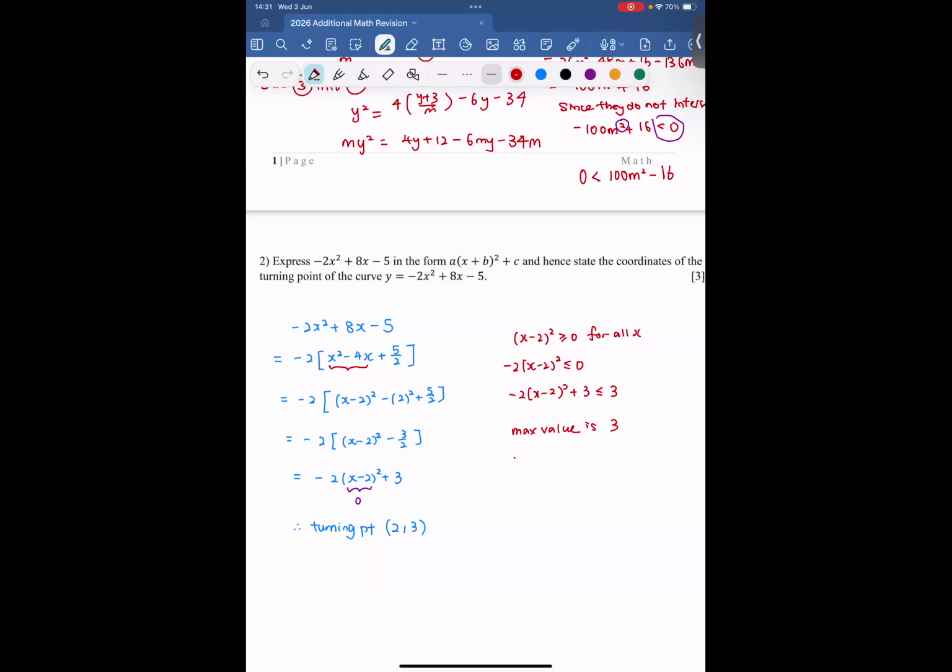Okay, and then what is the x value? When this thing is equals to 3, you bring the 3 over, it becomes 0. Then you get x equals to 2. Okay, so therefore the turning point is (2, 3). Because this question asks us to state, we don't need to write this whole chunk of explanation. Now, this is the explanation part.